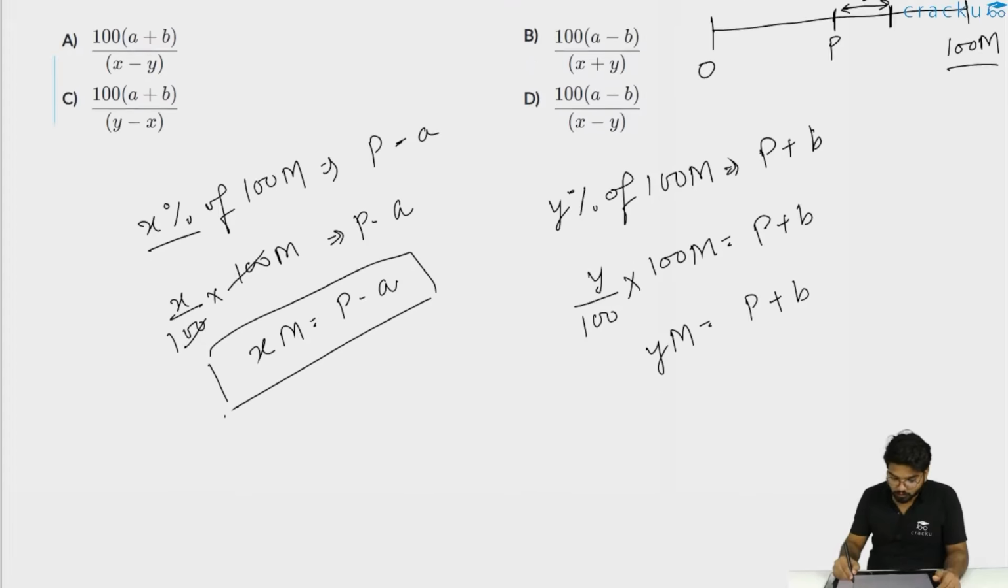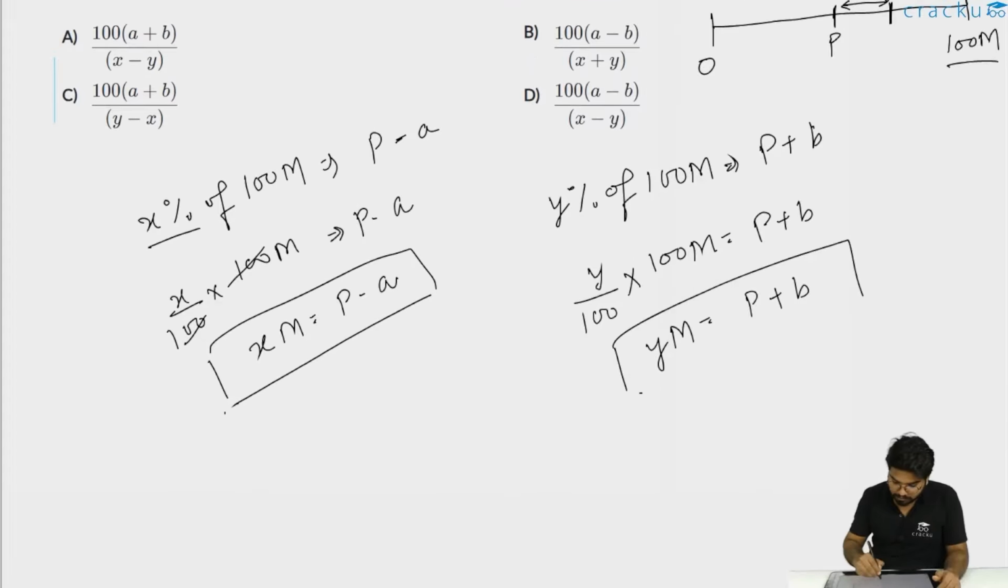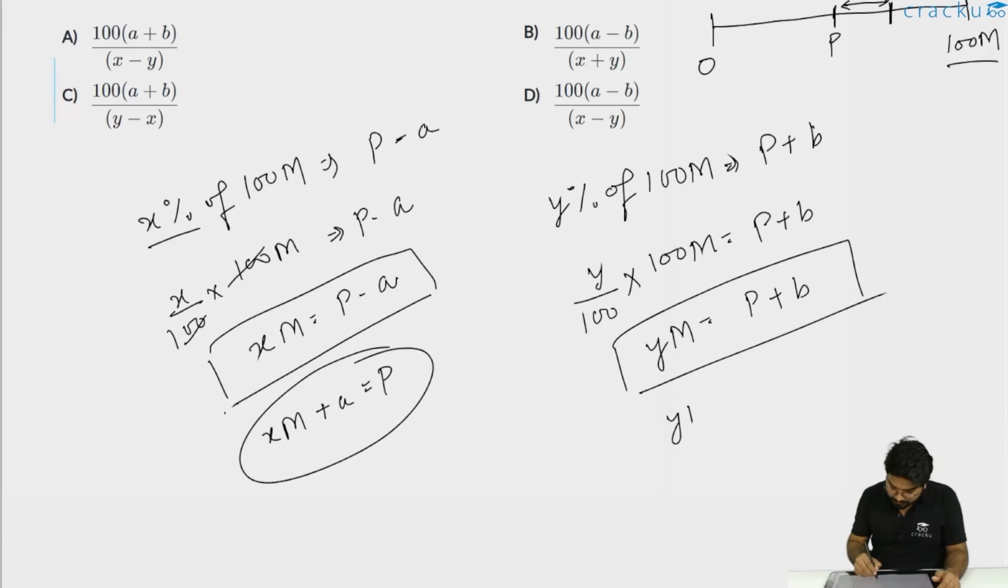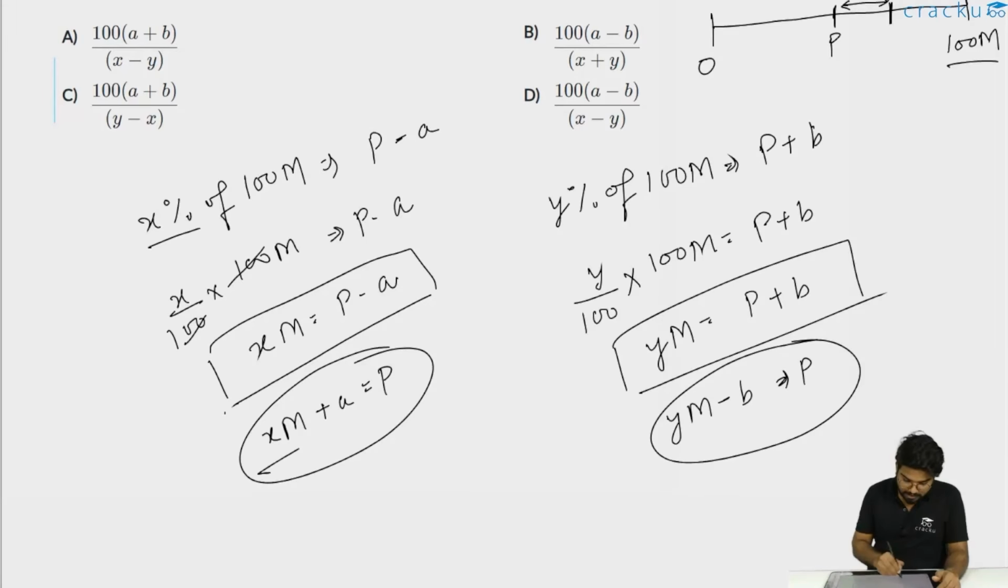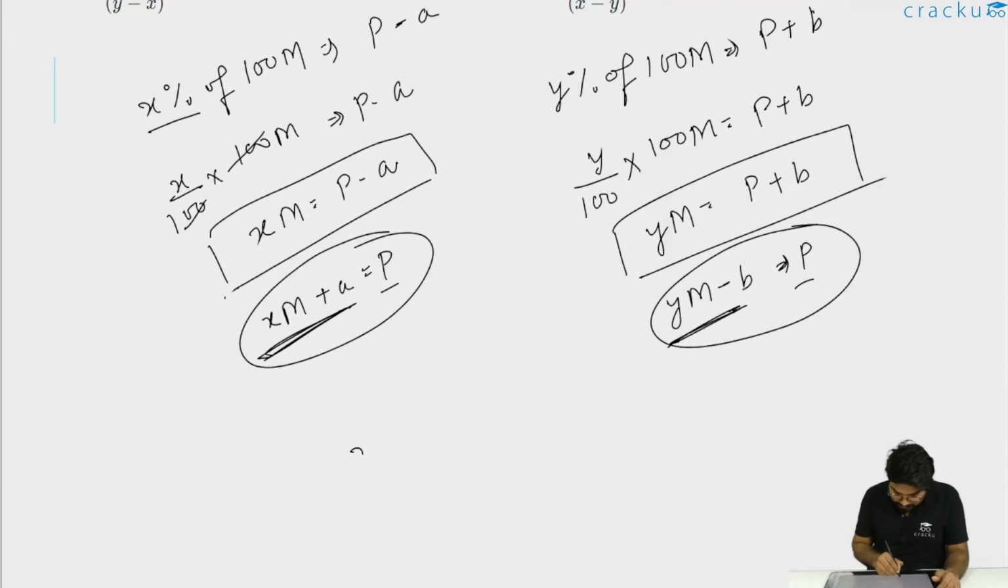Now in both the equations, what is common? The only common value is passing marks. So we can equate both values for passing marks. That is xm plus A is equal to P and ym minus B is equal to P. This value is equal to passing marks. This value is equal to passing marks. It means both these terms are also equal. xm plus A is equal to ym minus B.